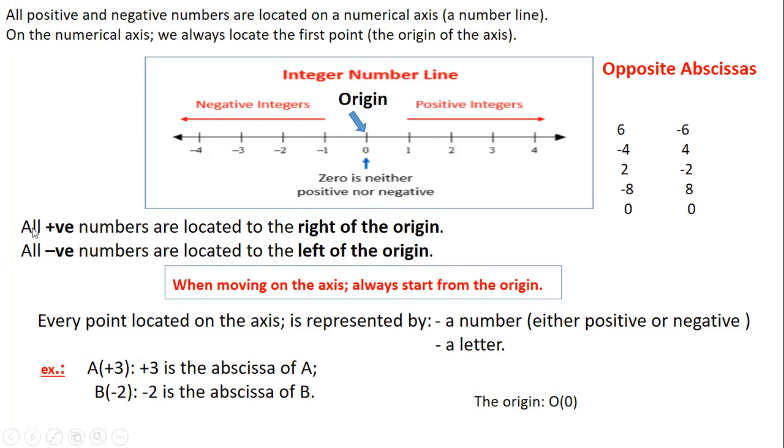Yes, Huda. All positive numbers are located to the right of the origin. All negative numbers are located to the left of the origin. Thank you, Huda. So always, whenever we are locating numbers, as Huda said, the positive numbers are to the right, the negative numbers are to the left. Please read, Fatima. Yes, Fatima. When moving.